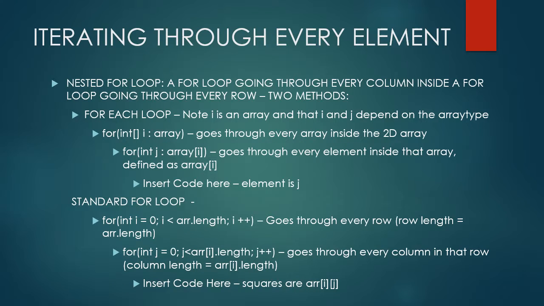To iterate through every single element inside the 2D array, the most common method is to use a nested for loop. A for loop that goes through every single column in the row is placed inside the for loop that goes through every single row in the 2D array.